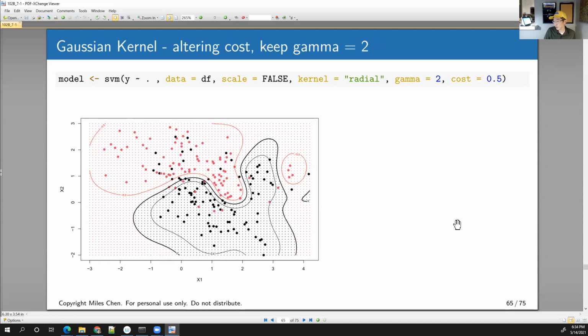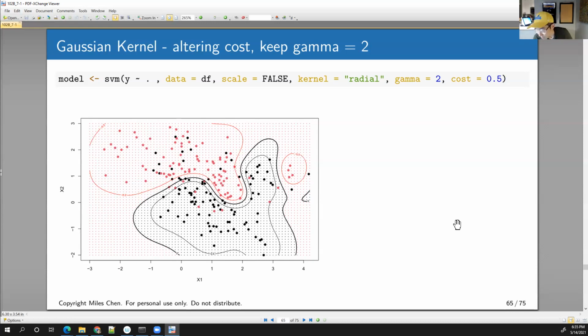I think that's it. Did you guys have any questions about SVM? Just this high level overview of the subject. And again, what gamma should you use? What cost should you use? The answer really depends on whether you want a model that's very flexible or not, and usually you use cross-validation to estimate.